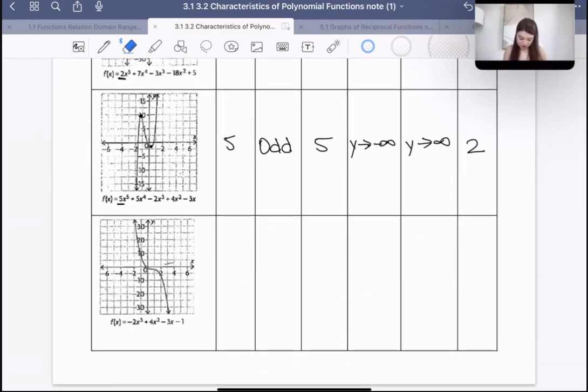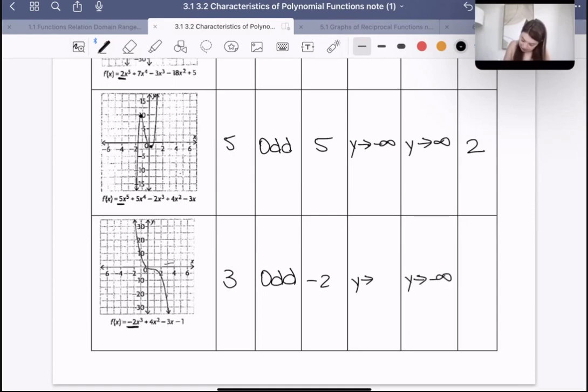Okay, let's move on to this one here. Here we have a degree 3 polynomial. So let's put 3 for degree. And that is an odd degree polynomial, so we'll put odd here. And then what is our leading coefficient? It's negative 2. Because that's a negative number, as x approaches infinity, y approaches negative infinity. And as x approaches negative infinity, y approaches positive infinity. So it's opposites. And that's what it looks like on the graph too. As x is getting smaller, y is getting bigger really fast. And as x is getting bigger, y is getting smaller pretty fast as well.